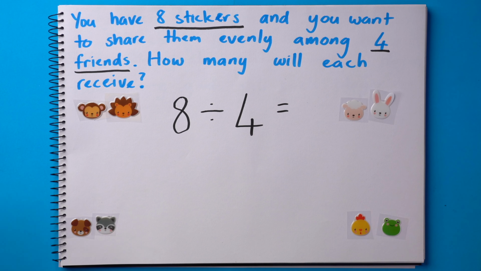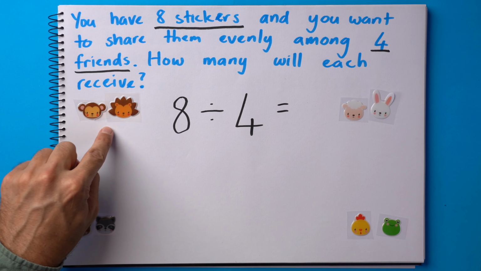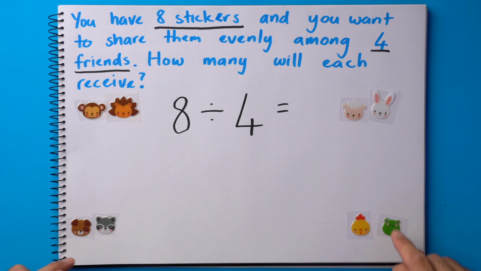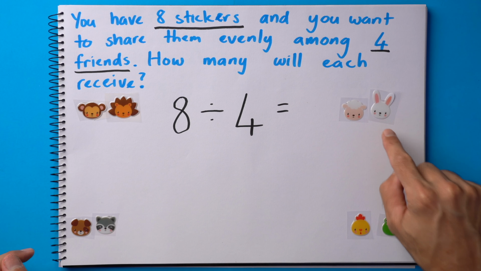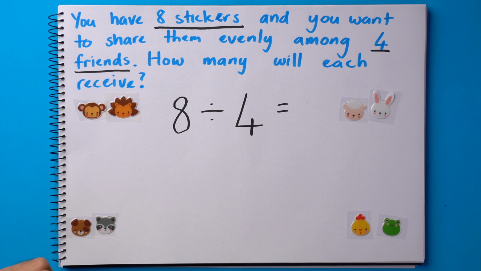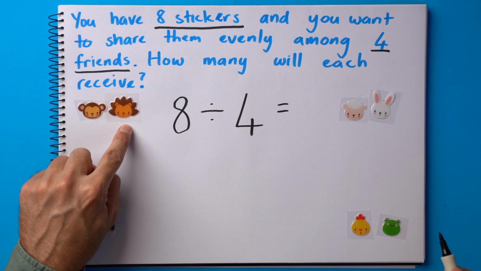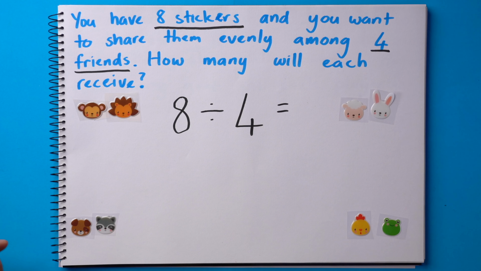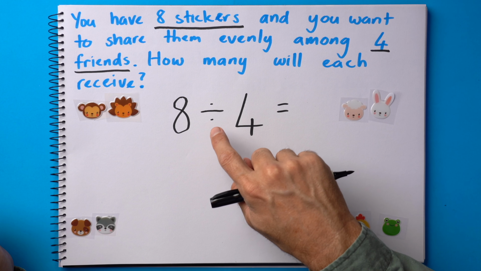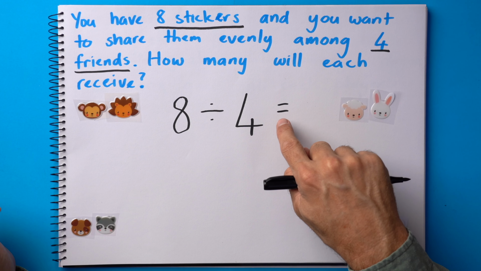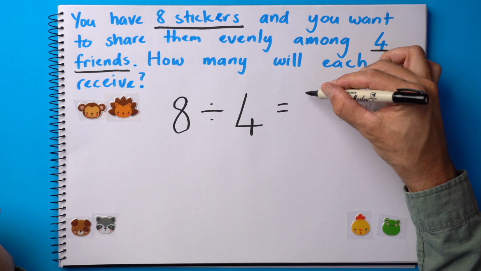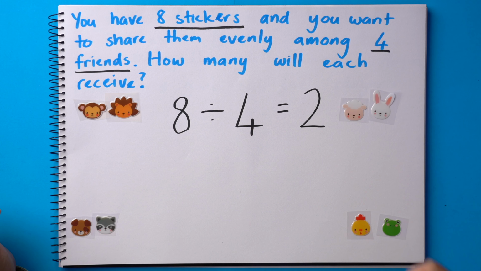Notice that each group has the same number in it. This group has 2, this group has 2, this group has 2, and this group has 2. Because they all have the same number, we've shared them evenly. And how many does each group have? Well, each group has 2. In our number sentence, we could write 8 shared between 4 equals 2.